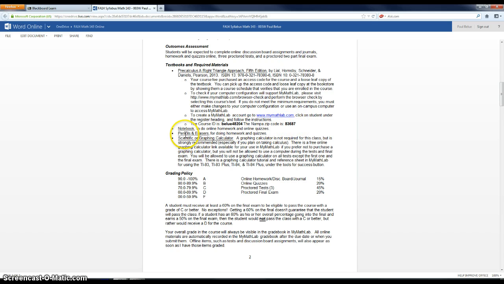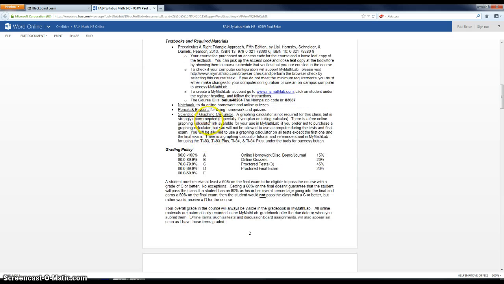I also recommend that you have a notebook to do your online homework and quizzes, pencils and erasers, and also in this course you're allowed to use a graphing calculator. It's not required, but it's very helpful in doing particular problems. There is a free online graphing calculator in My Math Lab if you want to use that. There's also tutorials on how to use the graphing calculator in My Math Lab.